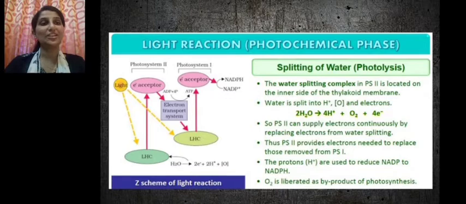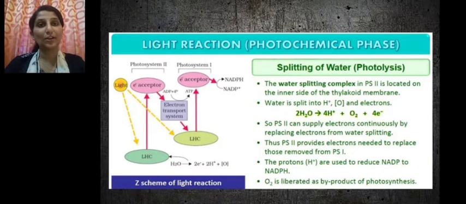The water splitting complex is situated in photosystem 2. It is located on the inner side of the thylakoid membrane. So on the inner side of the thylakoid membrane, what is present? The water splitting complex. Water splits up into protons, electrons and oxygen. So photosystem 2 can supply electrons continuously by replacing the electrons from water splitting.